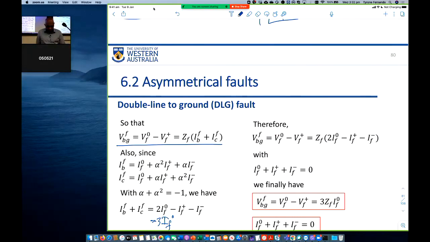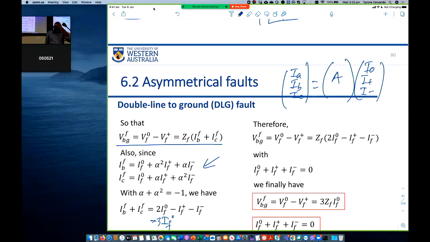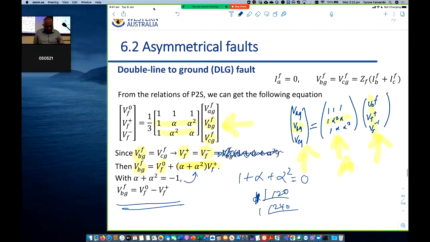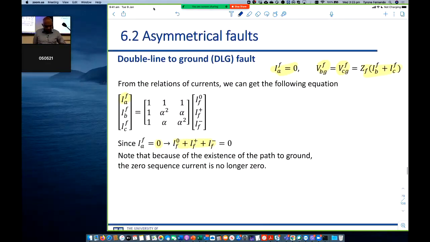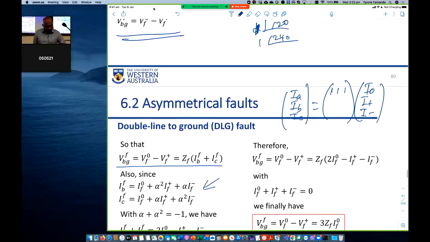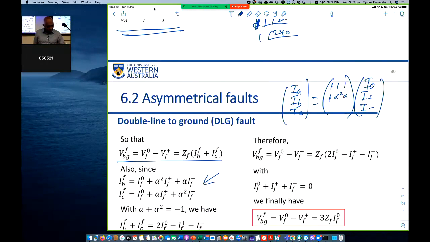Okay, so we can write these expressions. How do we write those expressions? We have IA, IB, and IC, which must equal matrix A times the sequence currents I0, I positive, and I negative, right? So the first line of matrix A is 1, 1, 1. The second line is 1, alpha squared, alpha. The third line is 1, alpha, alpha squared.